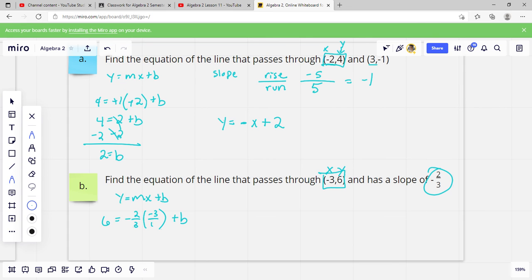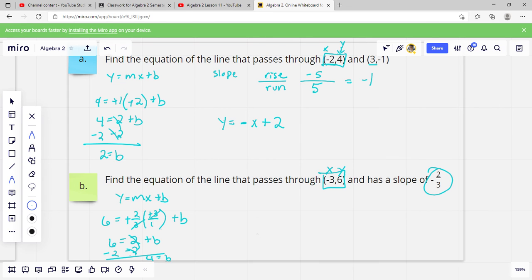Okay, now we just got to multiply there. Those negatives cancel each other. That's just going to be 6 equals 2 over 1, which will be 2, plus b. Then we're going to do minus 2, and we're going to get b equals 4.